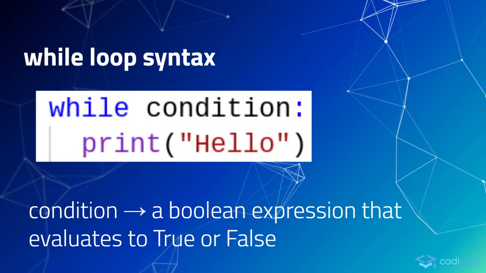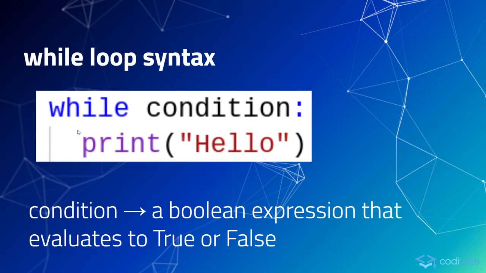Alright, the syntax for a while loop is similar to that of an if statement. We have the while keyword to let the compiler know we want a while loop, followed by a condition, followed by a colon. The condition in this case is just going to be a Boolean expression that evaluates to true or false.